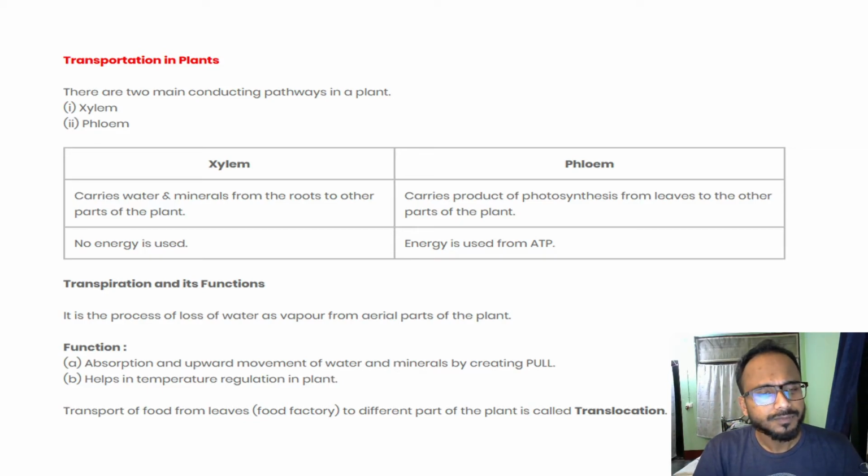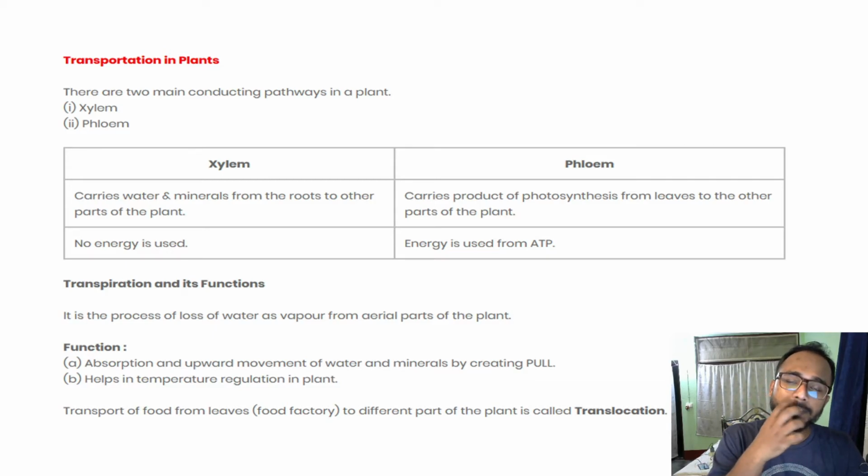Transportation of food from leaves, the food factory, to different parts of the plant is called translocation. Another term is translocation. So transpiration is the loss of water as vapor from aerial parts of the plant. Translocation is the transport of food from leaves to different parts of the plant.